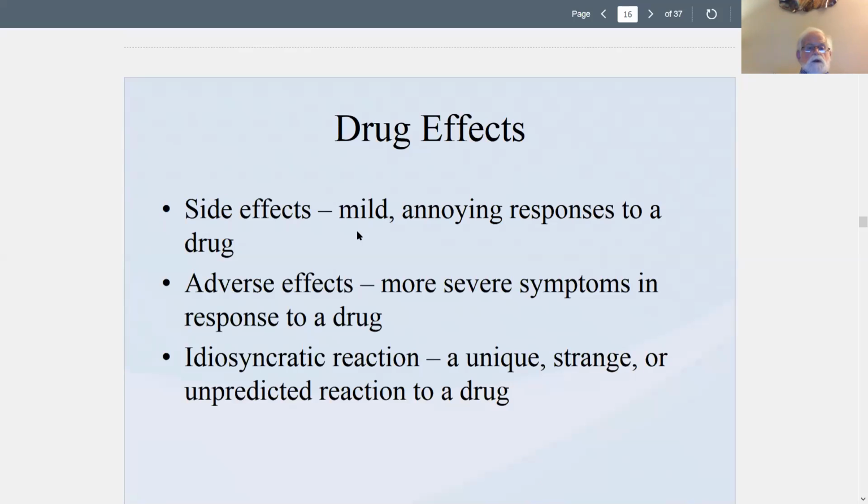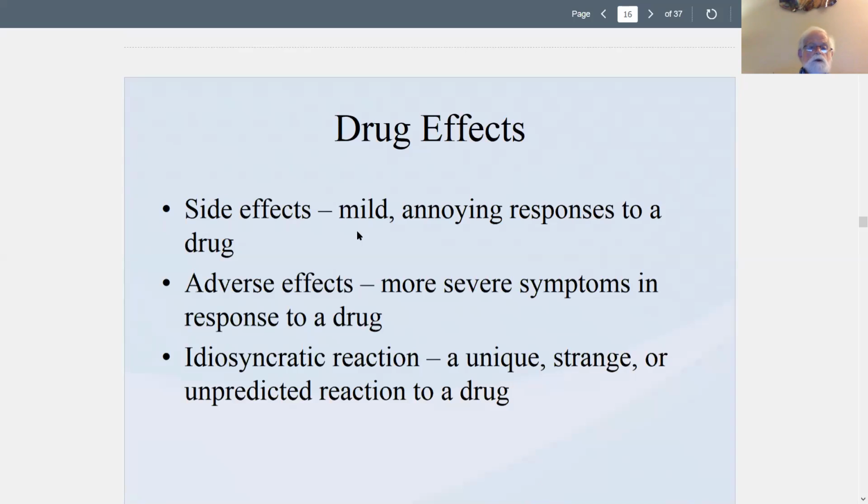Drug effects: there are side effects and there are adverse effects. The difference between side effects and adverse effects is severity. Adverse effects have more severe symptoms, ranging up to death, which I think everybody would consider was pretty adverse. Causing liver failure also would be considered adverse.